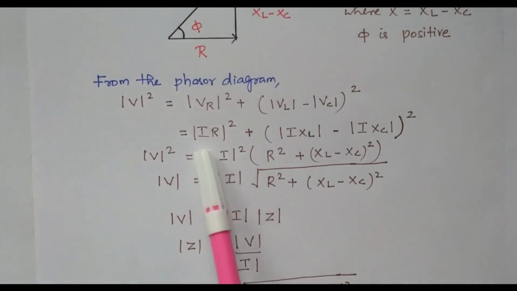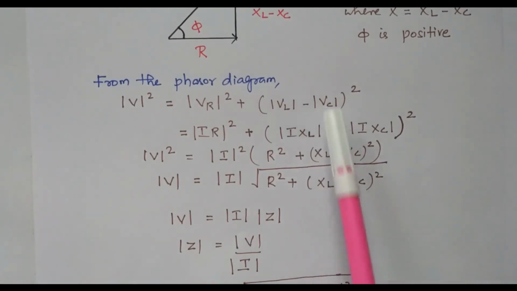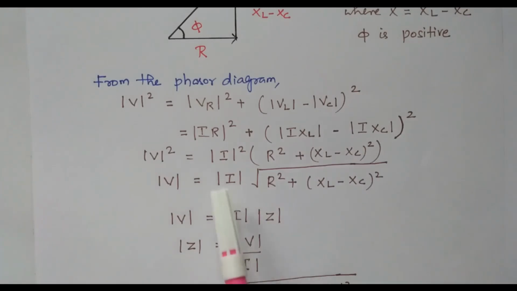VR is nothing but IR, I into R. VL is I XL, VC is I XC. So the I is available everywhere, so take it outside. V square equals I square times (R square plus (XL minus XC) the whole square). We take the square root on both sides, so that V equals I times the square root of R square plus (XL minus XC) the whole square.